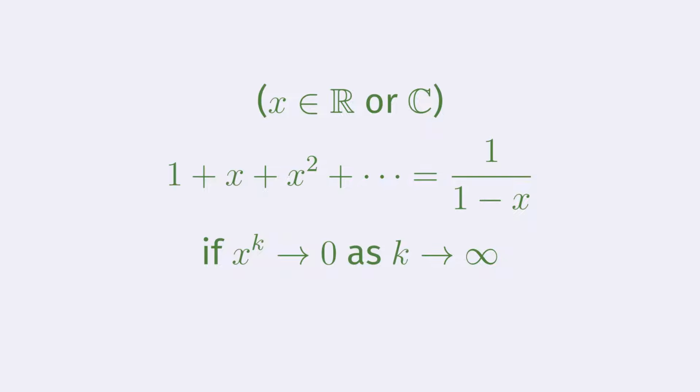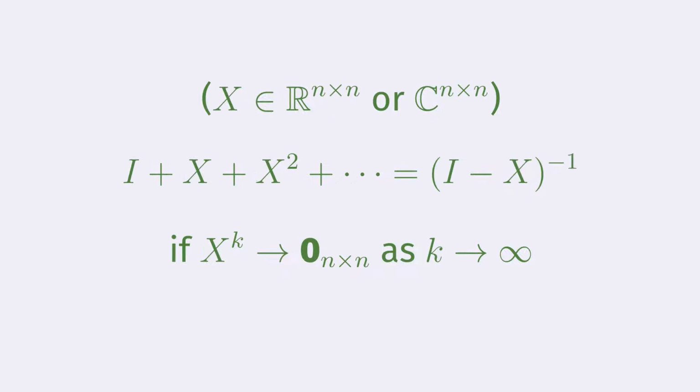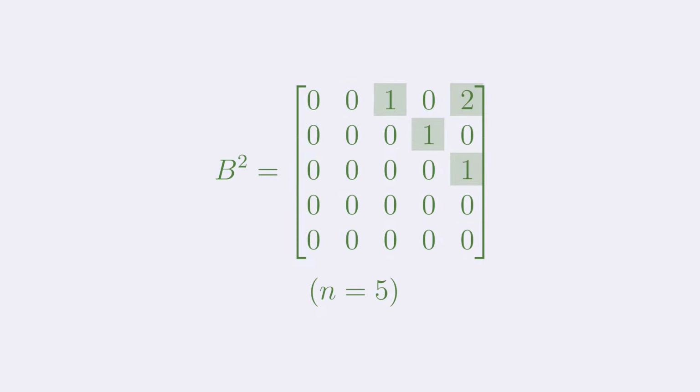1/(1-x) equals 1 plus x plus x squared, etc., if increasing powers of x converge to 0. Well, you can do the same thing with matrices. If you have a matrix x, then the series I plus x plus x squared, etc. equals the inverse of I minus x, if increasing powers of x converge to the 0 matrix. The trick is to notice that b to the n and all higher powers are equal to the 0 matrix.